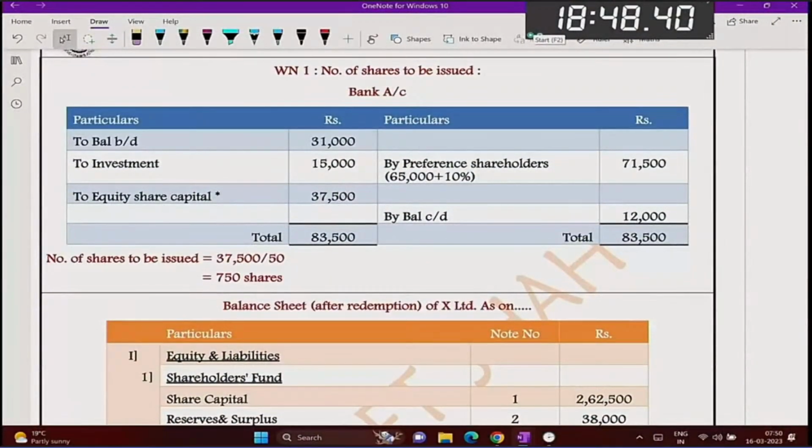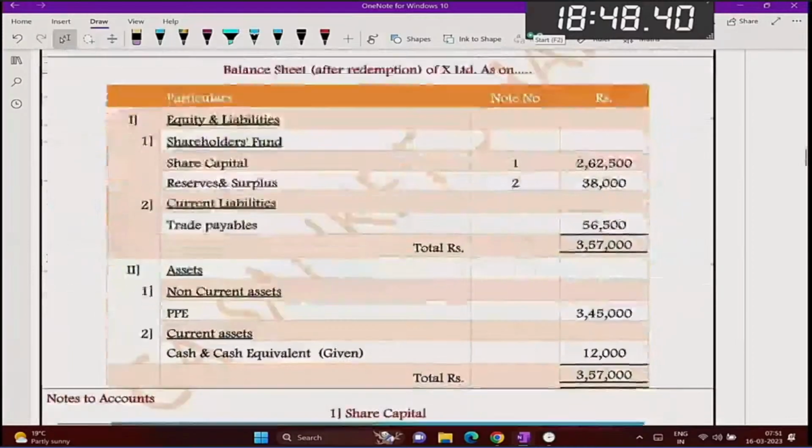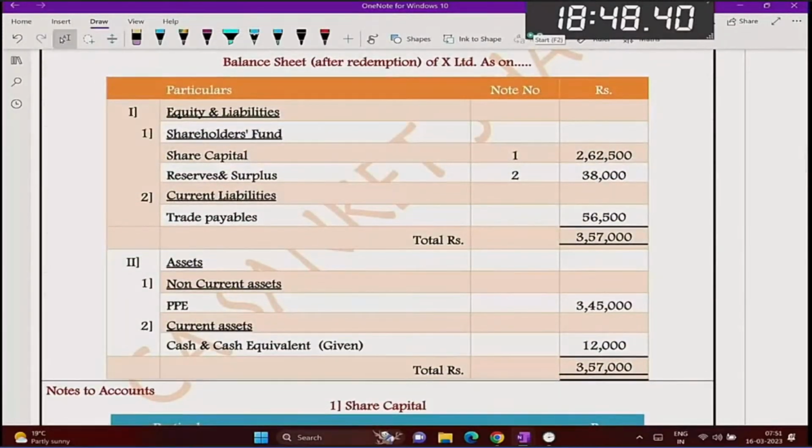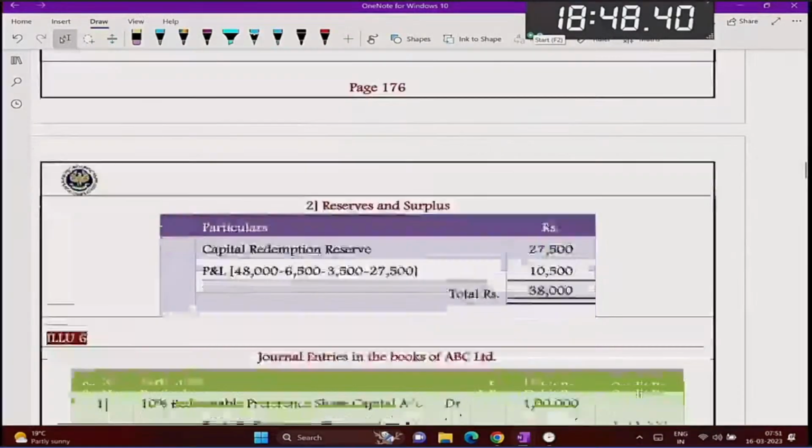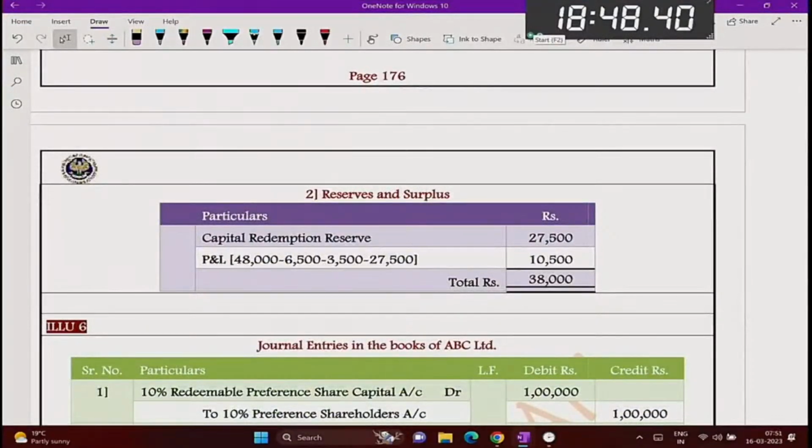Working note 1. We have to go line by line. Balance sheet, notes to accounts, reserves and surplus.